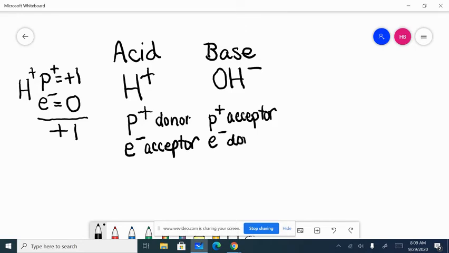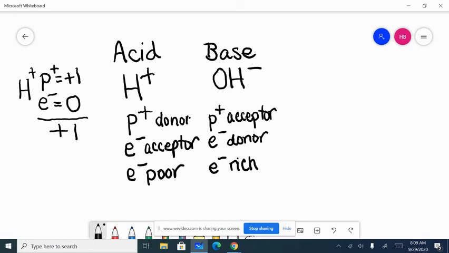So can you see that they are opposite of each other? Just get one of those and you'll get all of the rest of them. So acids are considered electron poor, and bases are considered electron rich.